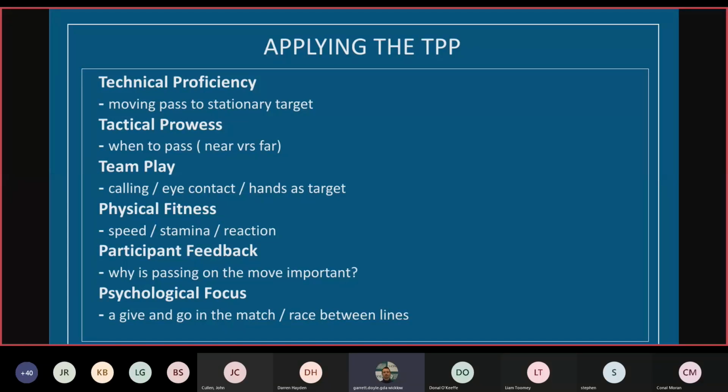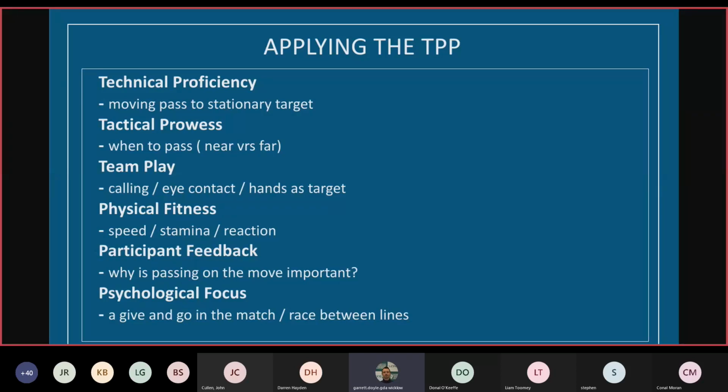And then reaction is just going to automatically come into this, because every pass is not going to be perfect, which is a good thing. So they're going to have to, while moving, react to catch, but also then set themselves to pass. So very simple, but this is what we are looking and focusing on.